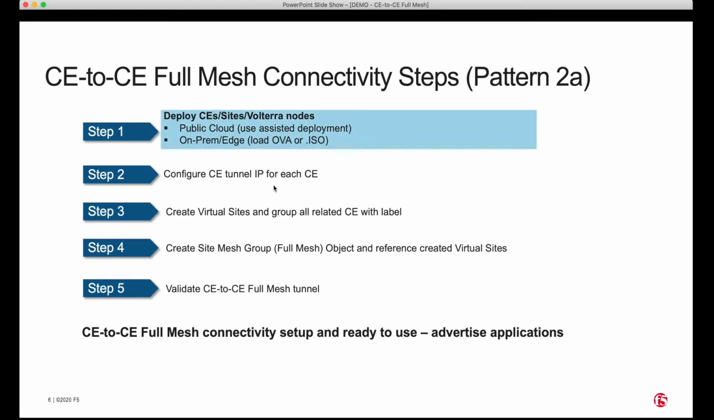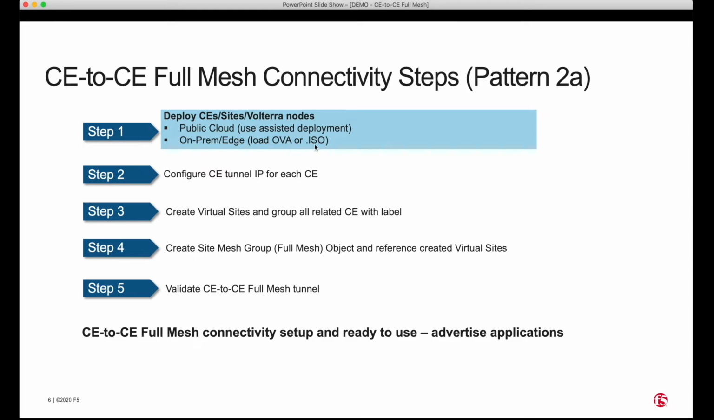Before you can configure this CE to CE full mesh, first you need to deploy CE or sites or Volterra nodes. For public cloud nodes, you have to use the assisted deployment. Automated deployment for this setup is not supported. Please refer to the Volterra documentation for details on how you can deploy a CE with assisted mode. For on-prem or edge, you can just load the OVA file for VMware or the ISO for KVM.